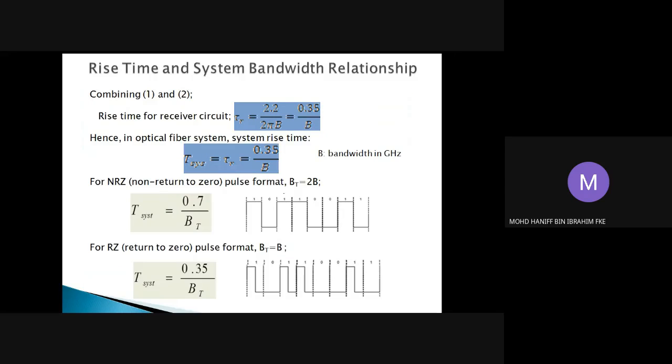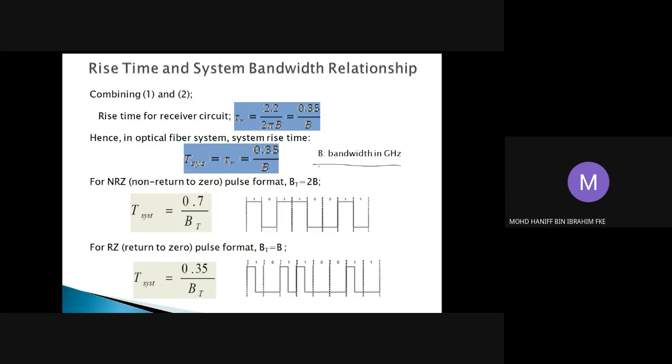So we're combining equations 1 and 2, and we end up with the rise time for the receiver circuit. By combining 1 and 2, the rise time will be equal to 0.35 divided by B. So this is the equation that relates the rise time and the bandwidth, yeah? So rise time, tau R, equals 0.35 divided by the bandwidth B, which is always written in gigahertz. All right then.